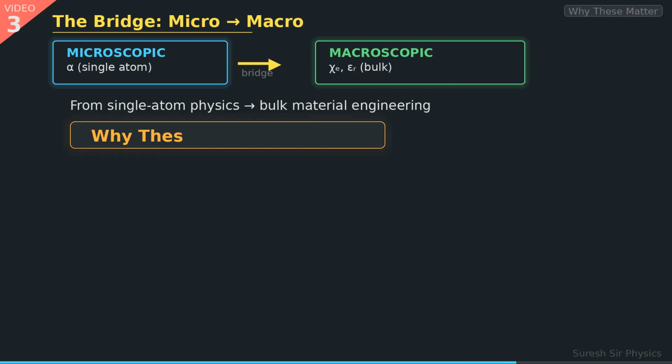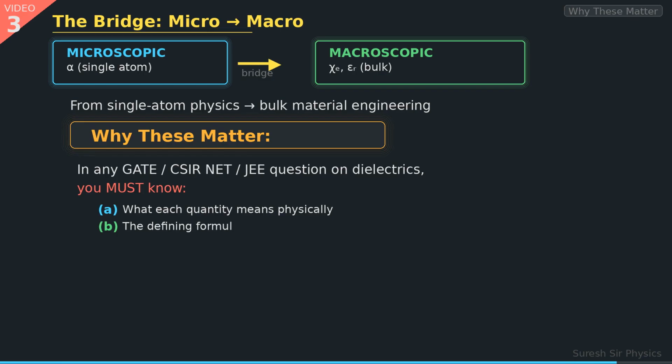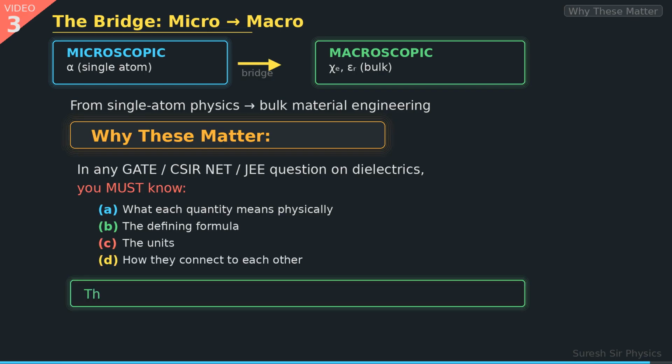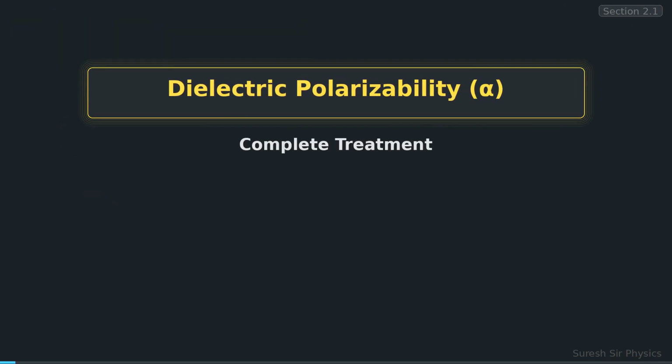Why do these matter? In any GATE, CSIR NET, JEE exams and other competitive exams, for questions on dielectrics you must know: A. What each quantity means physically. B. The defining formula. C. The units. And D. How they connect to each other. This class covers all of these with full derivations. Now we will discuss the first property, dielectric polarizability.